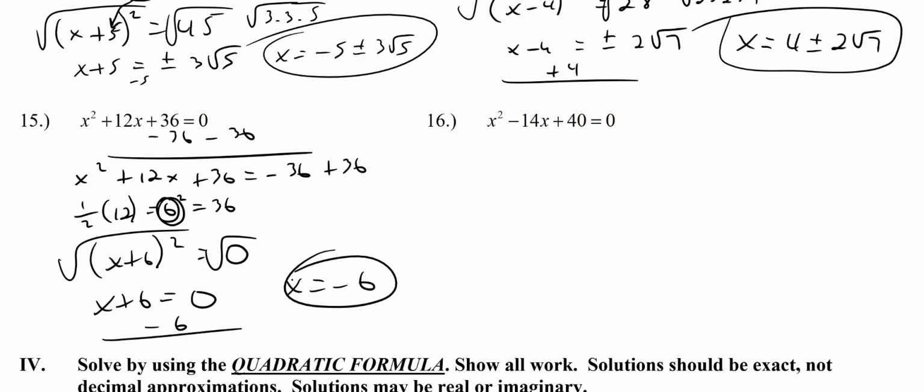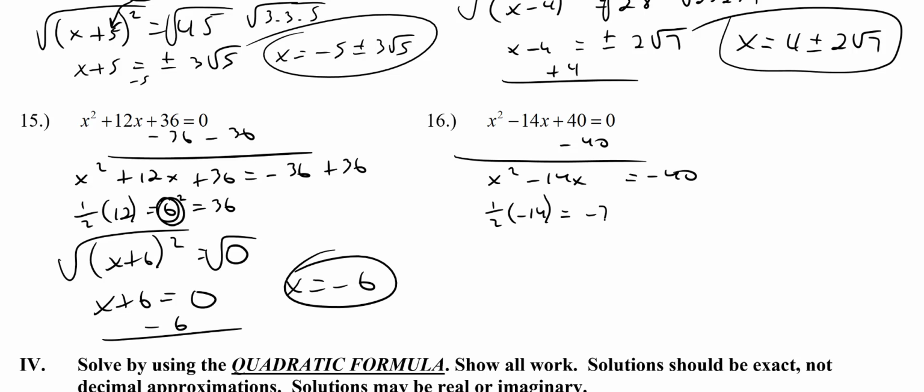Okay, not too bad. And last one, going to subtract 40 from both sides. So x squared minus 14x equals negative 40. Half of negative 14 equals negative 7. Circle it and square it. That's 49. So I add 49 to both sides. So I get x, remember the circle, x minus 7 squared equals 9.